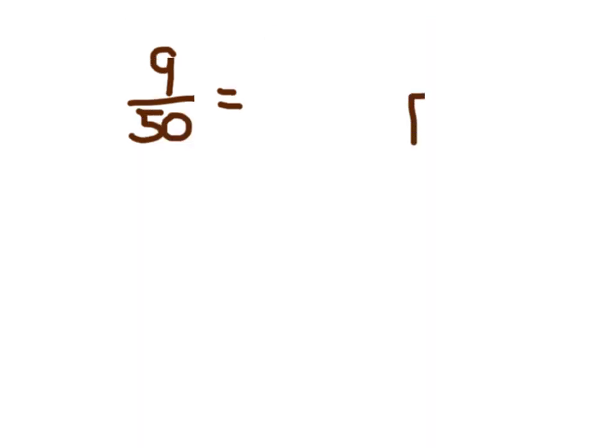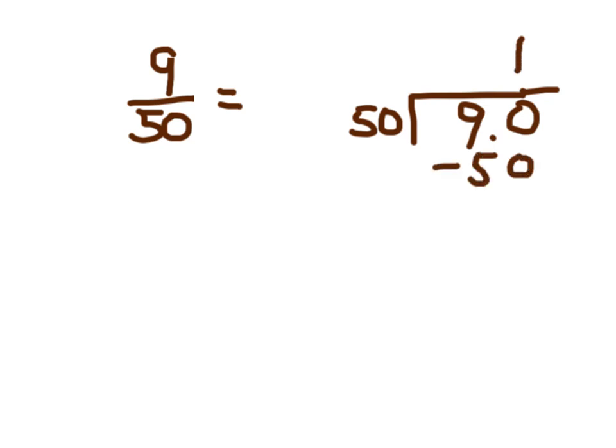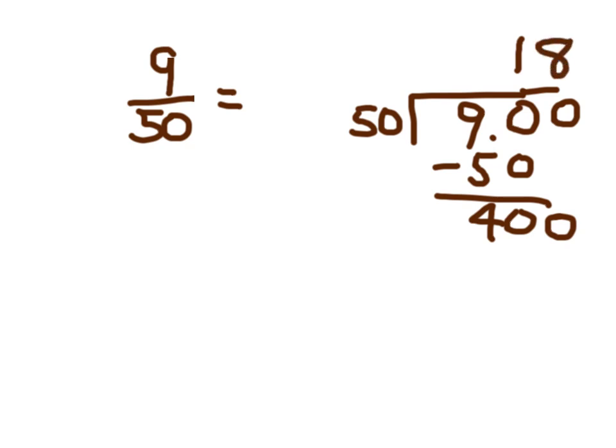Here we have 9/50ths, so we take 9 divided by 50. 50 cannot go into 9. 50, however, can go into 90. 50 goes into 90 one whole time. 1 times 50 is 50. 90 minus 50 is 40. I'll add a 0 so I can bring down a 0. And then we have 400 divided by 50. 400 divided by 50 is 8, because 8 times 50 is 400, and 400 minus 400 is 0.